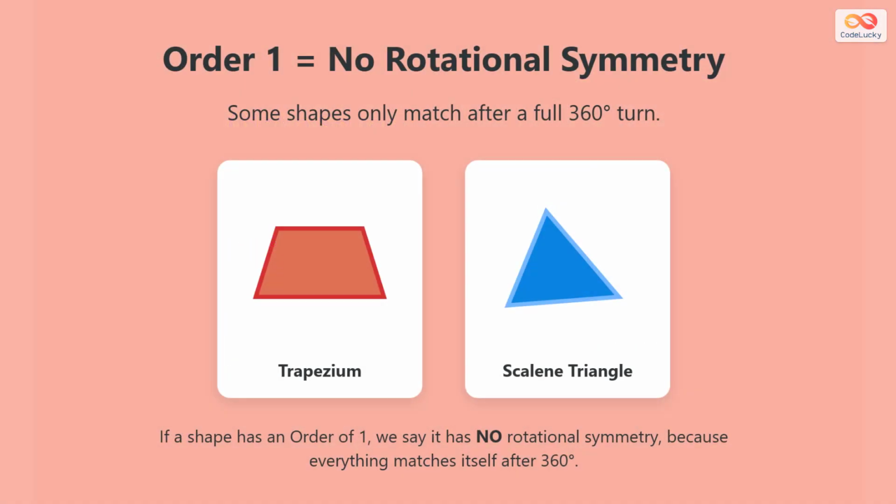What if a shape only matches when you get all the way back to the start? Shapes like a trapezium or a scalene triangle do not match at any angle less than 360 degrees. We say these shapes have an order of 1. Mathematically, an order of 1 means the shape has no rotational symmetry.